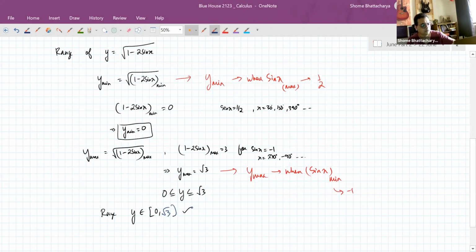As you can see here, y cannot exceed root 3. So that's approximately 1.7. Root 3 is approximately 1.73. That's correct. Okay.